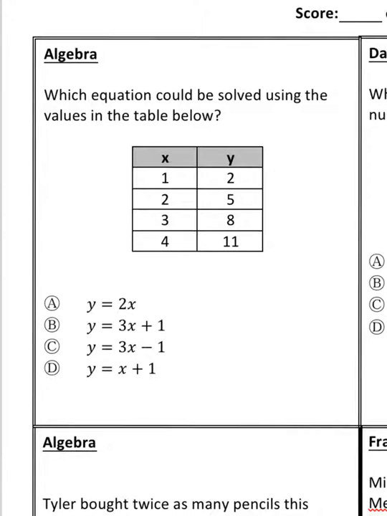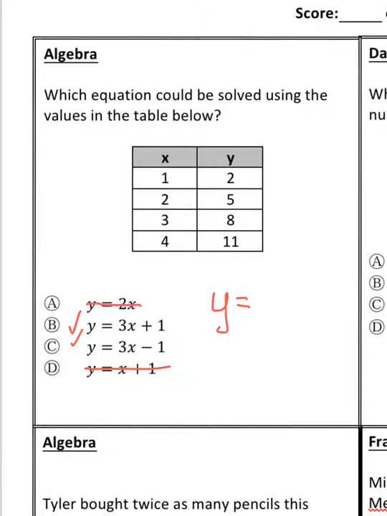It says, which equation could be used to solve the values in the table below? Remember, if you have an equation in a function table like this, you always start with y equals. Now, I'm looking for simple multiplication or division rules first, so I see 1 plus 1 is 2, 2 plus 1 is 3, so that's not going to work. 1 times 2 is 2, 2 times 2 is 5, so that's not going to work. So that means it's going to be one of the more complicated functions. That also means I can get rid of a simple multiplication and a simple addition rule. It's either going to be B or C.